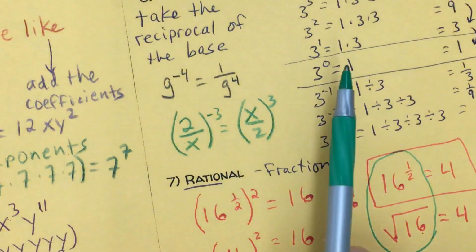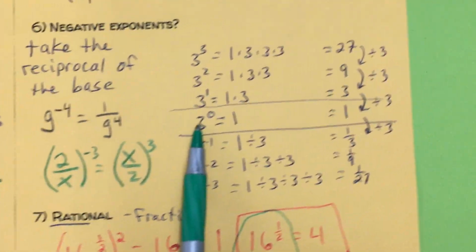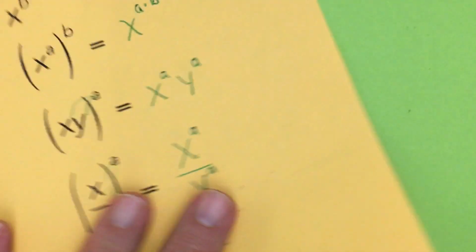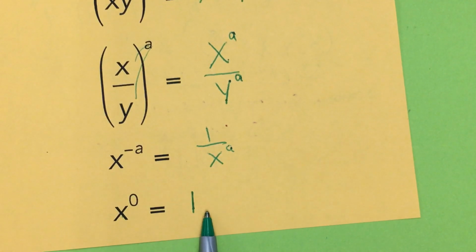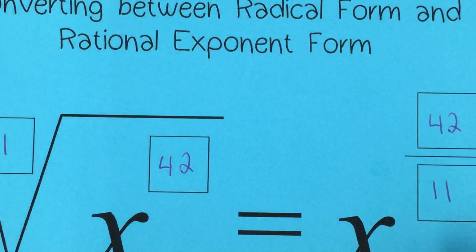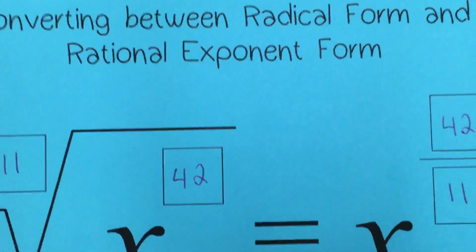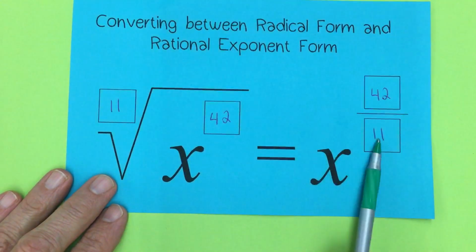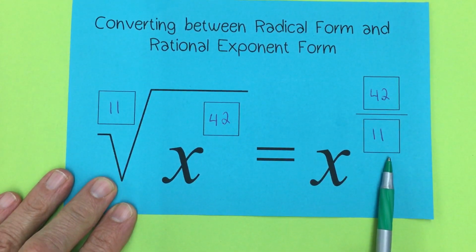That's from right here. 3, where are we at? You seeing it? 3 to the 0 power is 1. Anything to the 0 power would be 1. Now here's your last step. You got this note page. We just talked about fractional or rational exponents.